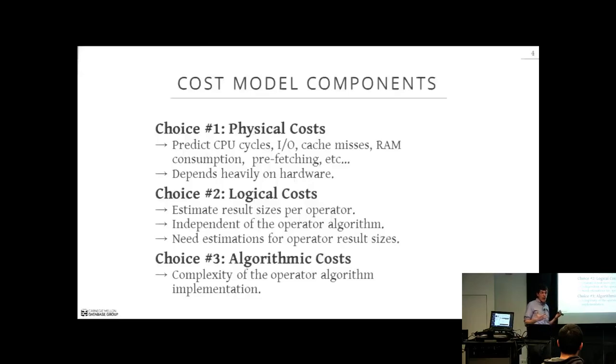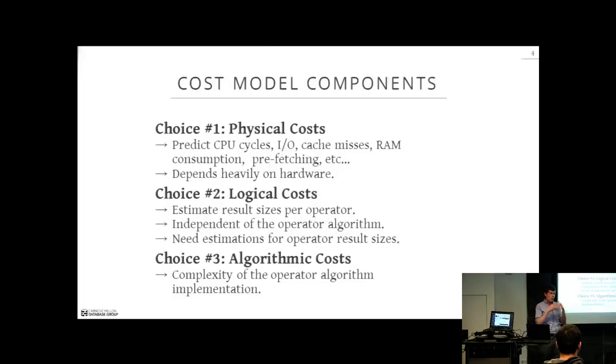But the problem is that it depends heavily on the underlying hardware. What I mean by that is if you have, say, an older CPU that may not have all the optimizations newer ones have, even though the cycles may be the same, it's not going to have the same cache sizes or the same replacement policy, and therefore this newer hardware may have a dramatically different cost model than the older hardware.